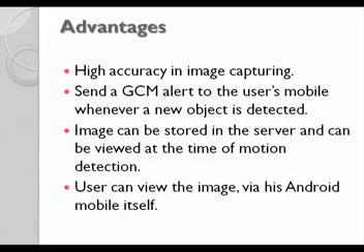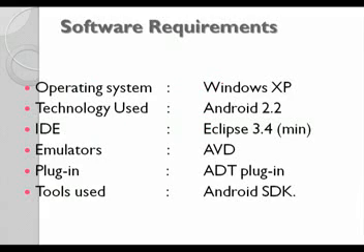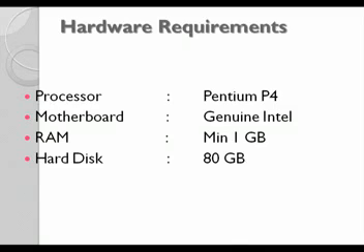The advantage of this proposed system is that we get to know about the crime at that instance of time, we don't need a person to monitor this entire system, and the accuracy of the captured image is also high. The operating system we use is Windows XP. The technology used is Android 2.2. We use the integrated development environment Eclipse, and the emulators are AVD. The entire thing is called the Android Software Development Kit.